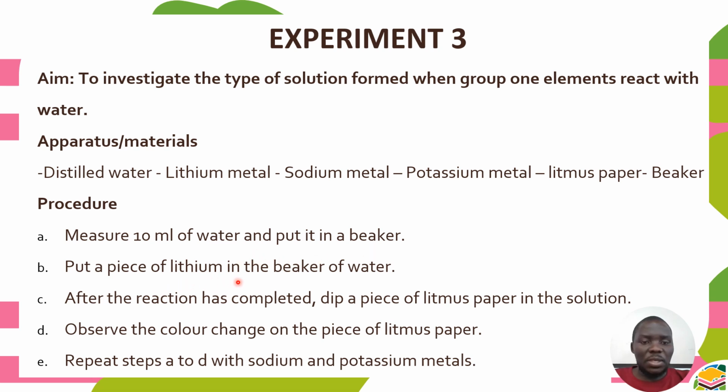Put a piece of lithium in the beaker of water. After the reaction has completed, dip a piece of litmus paper in the solution. Observe the color change on the piece of litmus paper. Repeat the steps A to D with sodium and potassium.